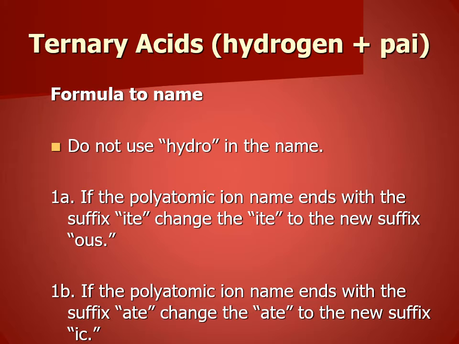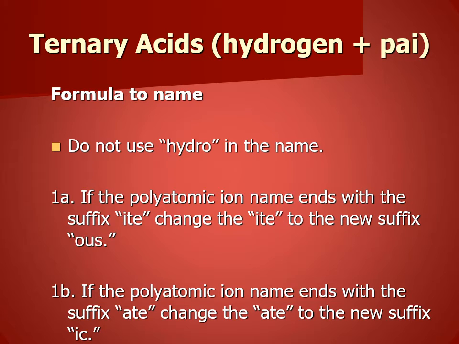Okay, so things to know. If you have a formula and you want to name it, never, never, never use the word hydro. Hydro tells a scientist, tells anybody that knows, that it's a binary acid, and these are not binary, so we can't use the word hydro. That's often confused. I have a lot of students who will start using hydro everywhere, or never use it when they should, so be careful with that. Okay, so never use hydro in the name.